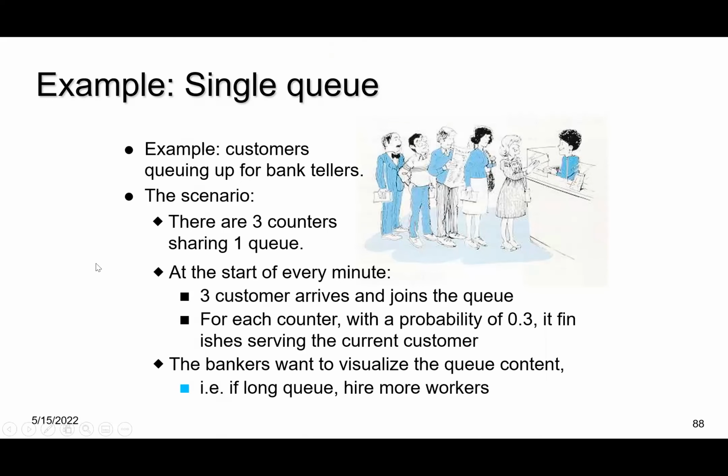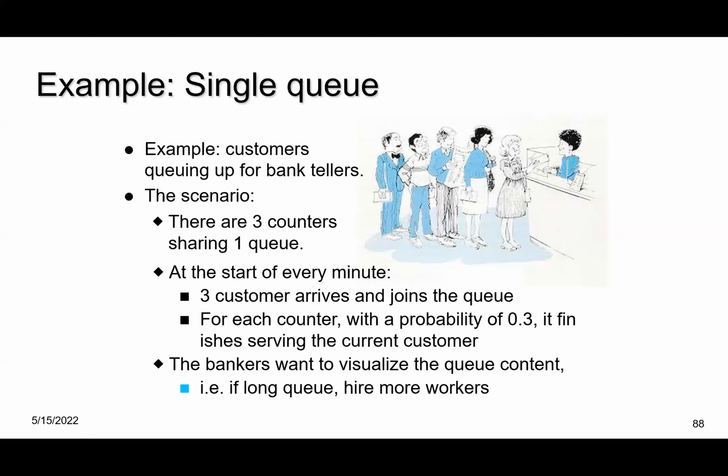So whenever you go to the bank, you will join this queue because there's only 1 queue, and this bank only opens 3 counters. So why do we want to do this kind of simulation program? Because we want to find out, let's say for a bank, it wants to know, it has peak hours and also non-peak hours, right?